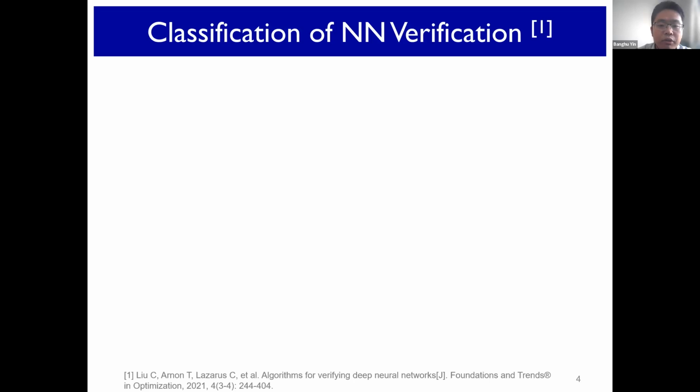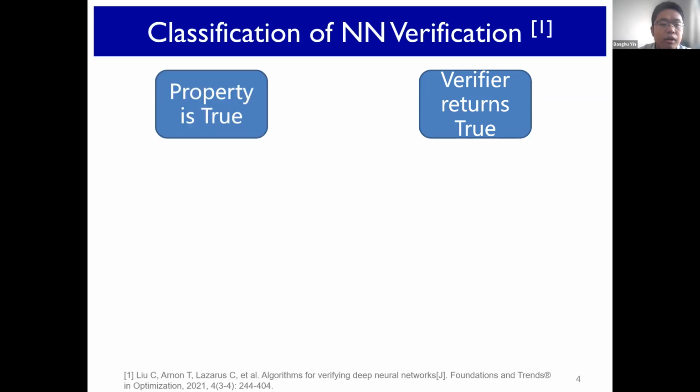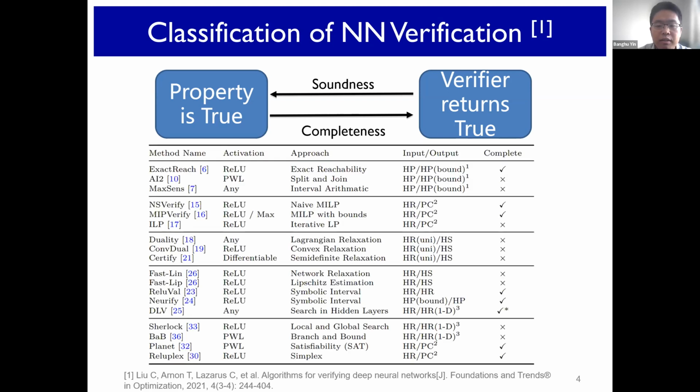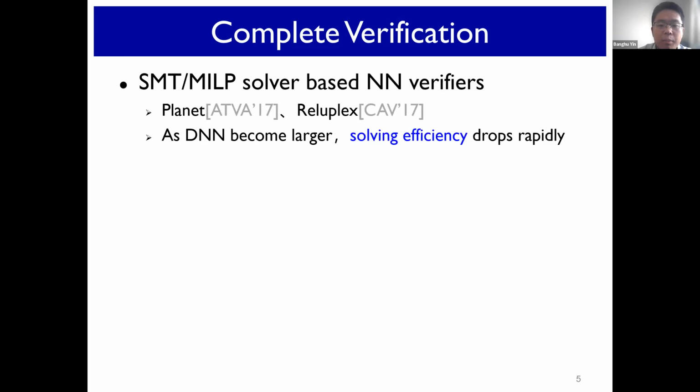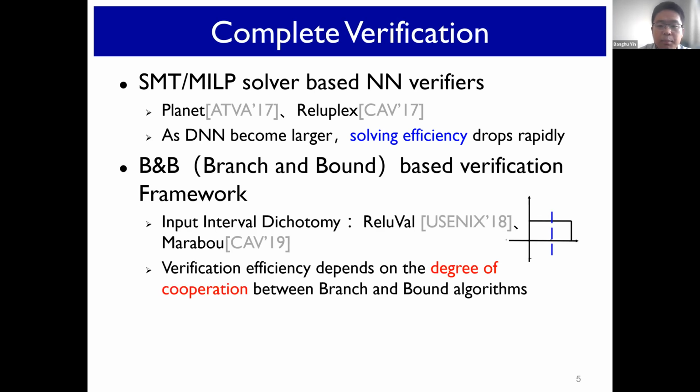For a neural network verification problem, if a verifier returns true only when the property is actually true, then the verifier is sound. On the contrary, if it never misses a true property, we say the verifier is complete. A recent survey classified neural network verification methods by whether a verifier is complete or not, and found that complete methods are hard to scale. There are two types of complete methods. The first type is SMT or MILP solver-based verification, such as Planet and Reluplex, which greatly depends on the solver's efficiency. The second type is the BaB-based verification, such as ReluVal and Marabou.